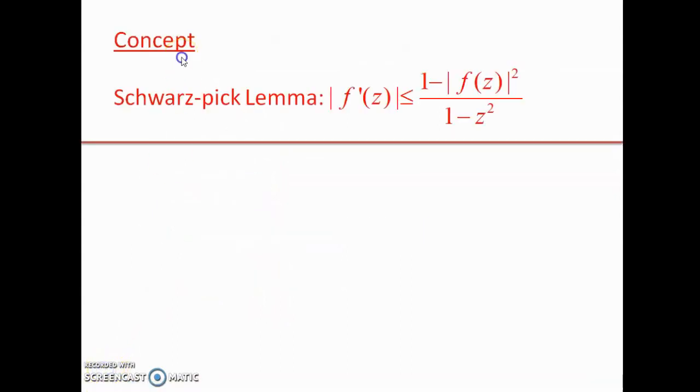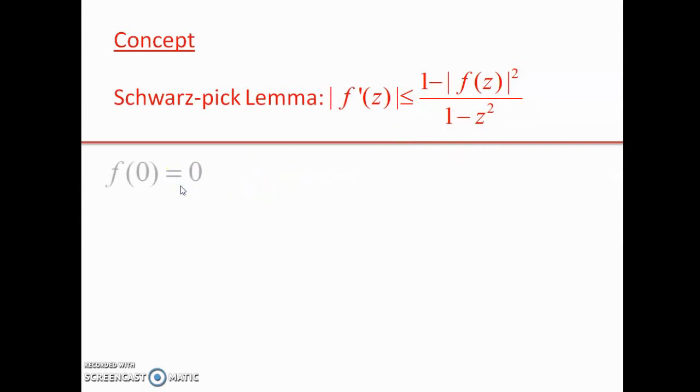So whenever we are given such type of question, we always use Schwarz lemma or a lemma related to this. So mod f dash of z is less than or equal to 1 minus mod f of z whole square divided by 1 minus mod z square. Do remember this. This might be useful for your exams. So now we'll look into the question.